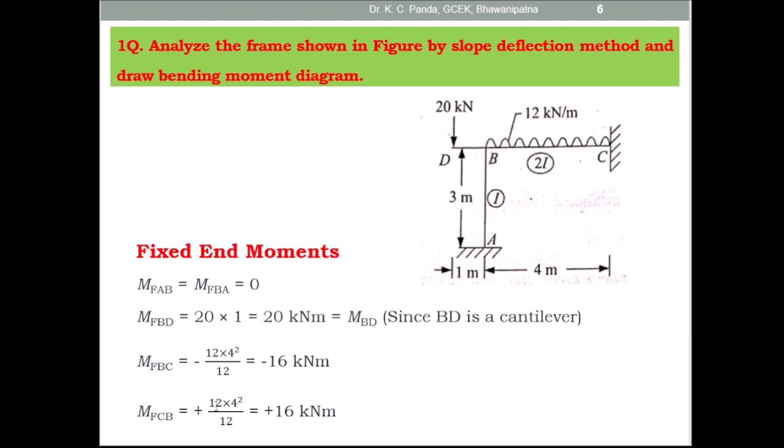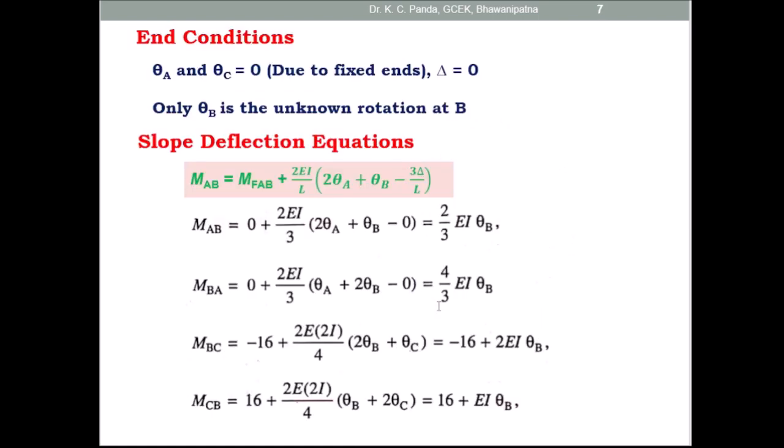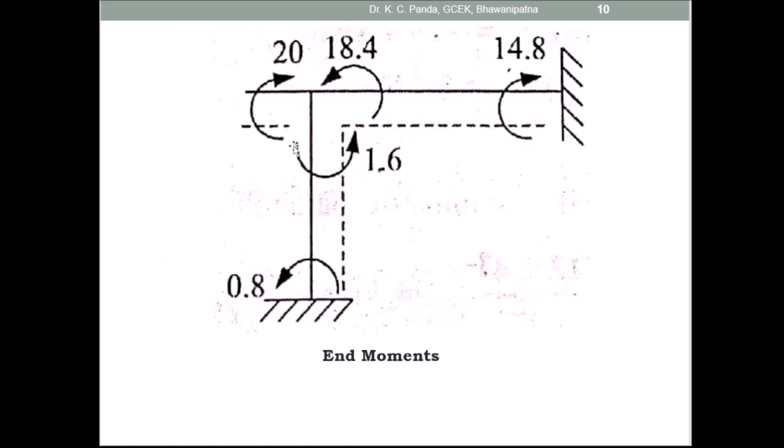Here MBD is also 20 kilonewton meter. So 20 kilonewton meter is positive, clockwise. So this is positive and the direction is clockwise. Here you see this 2 is anti-clockwise and this is clockwise. So the sum of the moments at joint B is equal to 0, because here this is 18.4 and this is 1.6, the total is equal to 20, and the clockwise moment is also 20. So the sum of the moments here is 0.